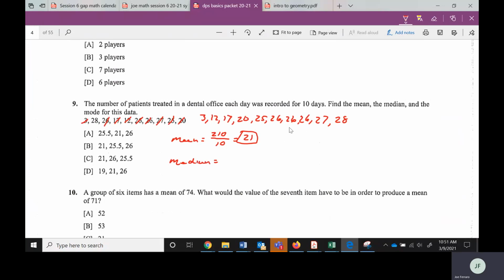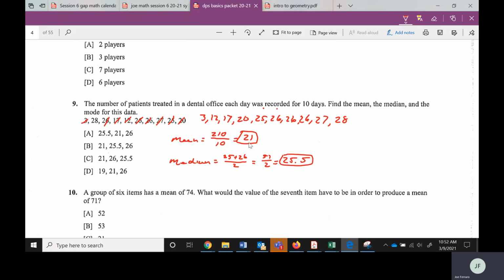So there's 10 numbers, so that's an even number. So we want to find the two middle numbers. So 1, 2, 3, 4, 5, because I'm counting to 5 because half of 10. So this would be one of them right here. 1, 2, 3, 4, 5. That's the other middle number. So 25 and 26. Some of you might be able to look at that and know what the answer is. Otherwise, you add them up, divide by 2. So add them up is 51, divided by 2. That gives you 25.5.